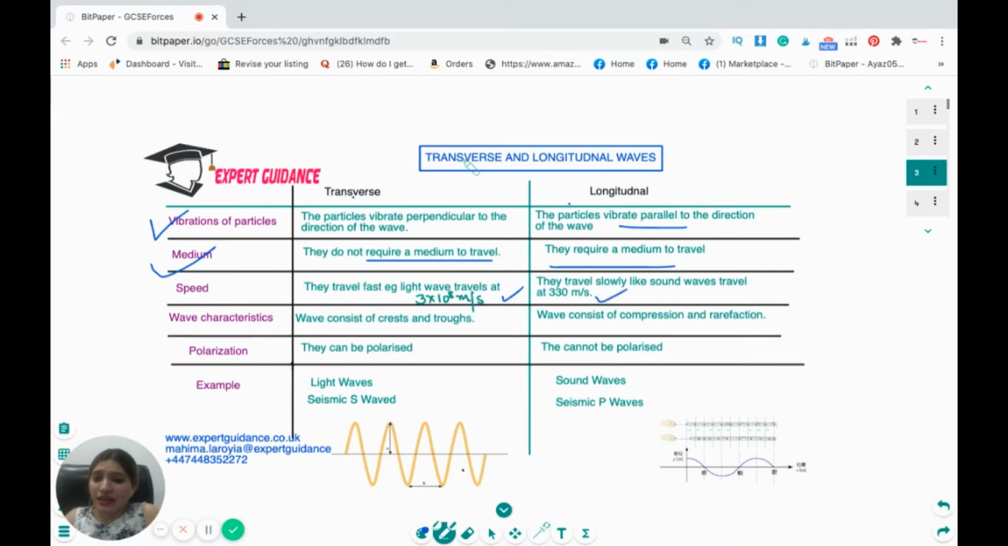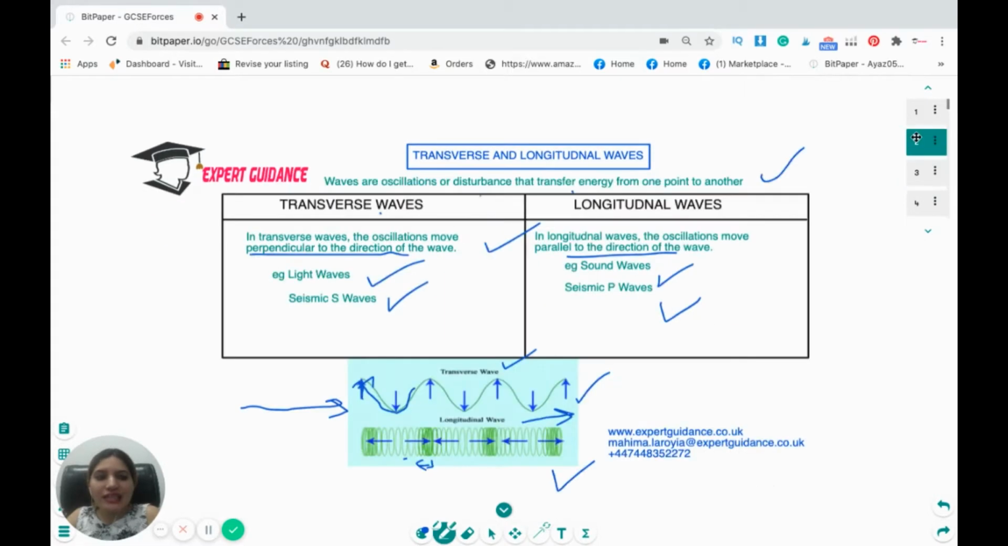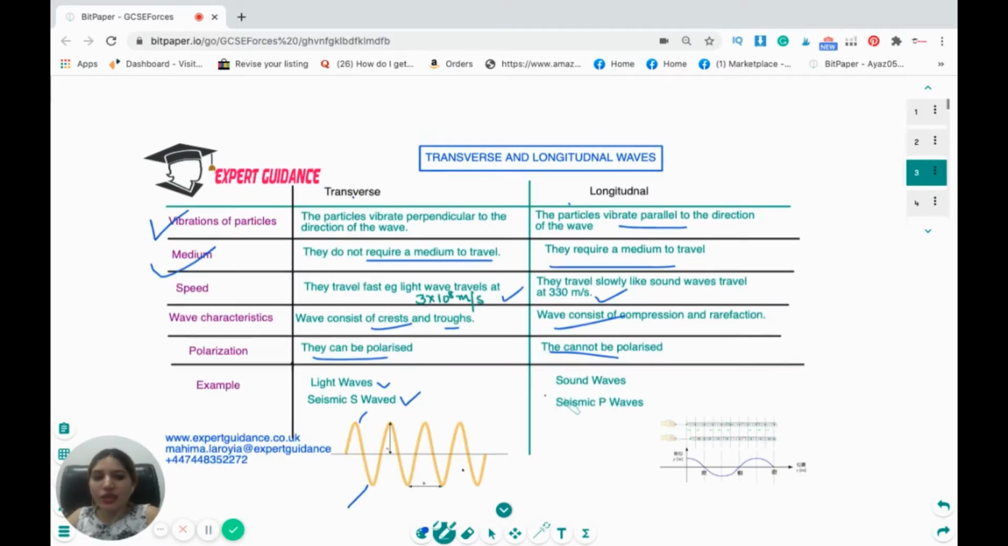If you look at the characteristics of the wave, the transverse wave has crest and trough. So this top point is crest, the bottom point is trough. Whereas in a longitudinal wave, the wave consists of compressions and rarefactions. The transverse waves can be polarized, whereas a longitudinal wave cannot be polarized. You need to know the examples. Light waves and the seismic S waves are the transverse waves, and sound waves and seismic P waves are the longitudinal waves. Now, this slide is very, very important. They often ask in the exam the examples, the differences, the definitions of transverse and longitudinal wave. So make sure you remember this table.